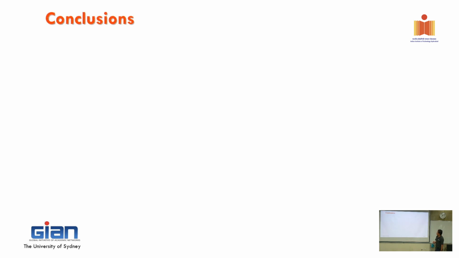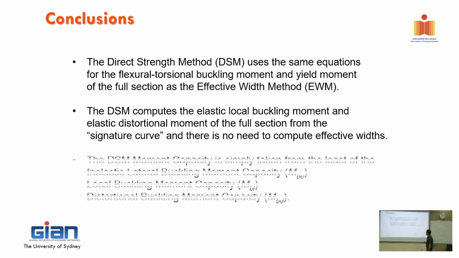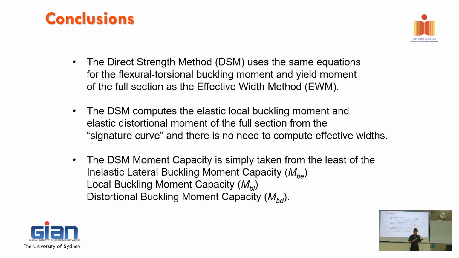Right, so this is all about, and then before we conclude the lectures, but not finished, okay? Feel free to ask any question, but I just wrap it up and give you some highlights about the direct strain method. First, the direct strain method uses the same equation for flexural torsional buckling. The member capacity, as I mentioned, that's nothing new. So exactly the same.